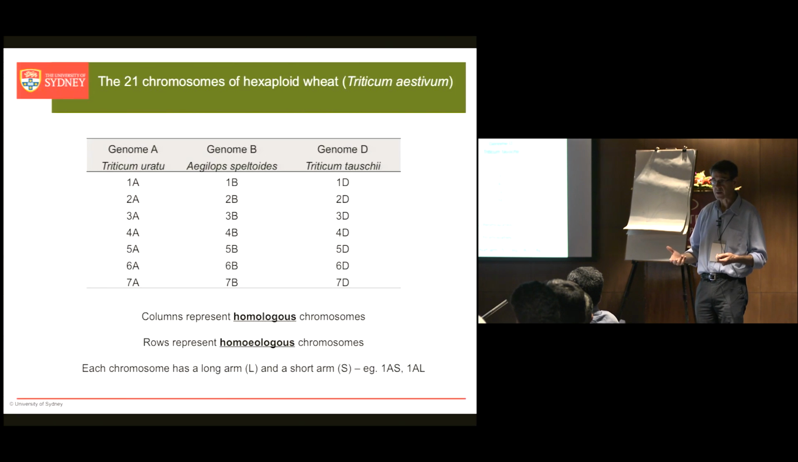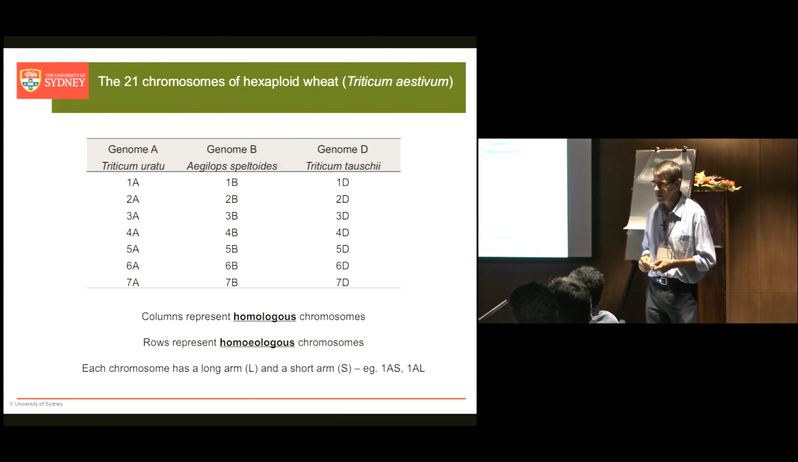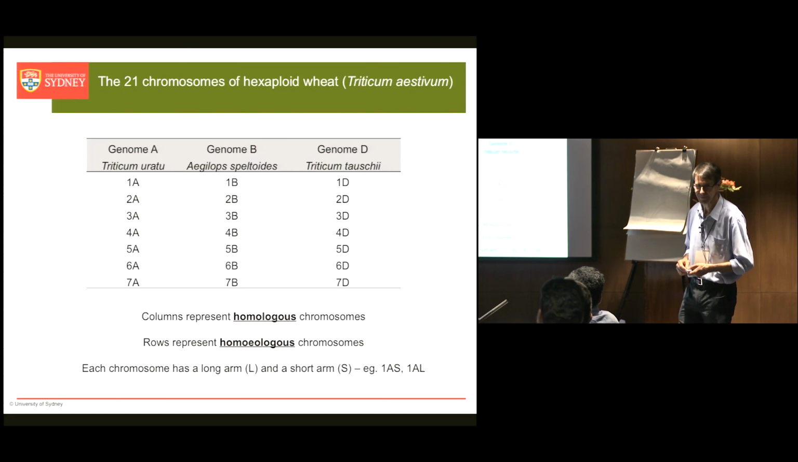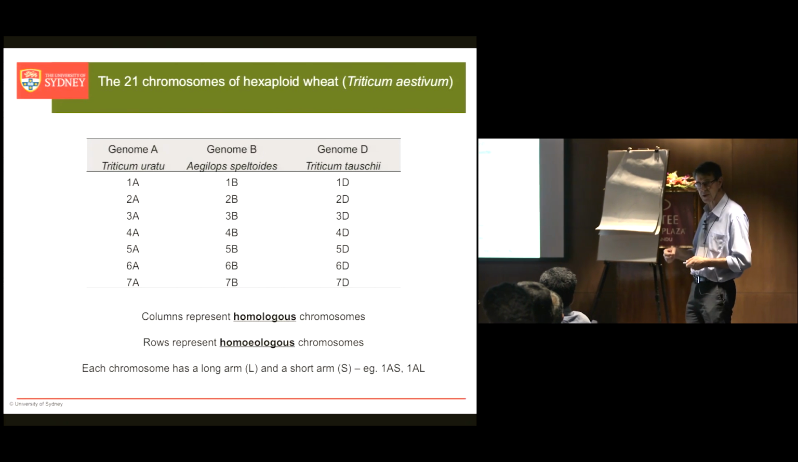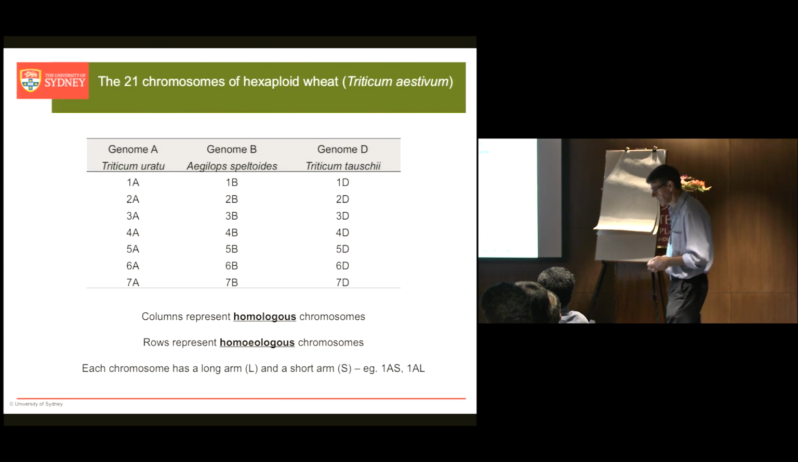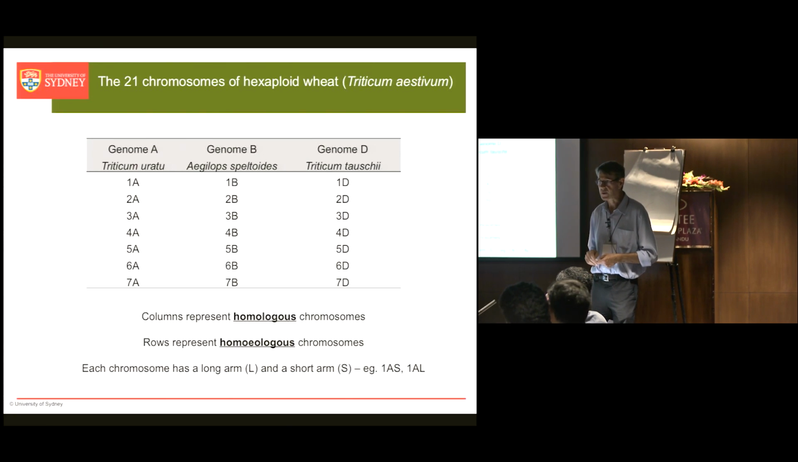So you'll often hear things like, and I can't think of an example here, Lr34/Yr18 is on chromosome 7DS, I think, all right? That means that it sits on this chromosome down here on the short arm, 7DS. This is another example here, 1AS, 1AL, the short arm and the long arm of those chromosomes. And we've mapped all of these resistance genes to the chromosome arms that they sit on.